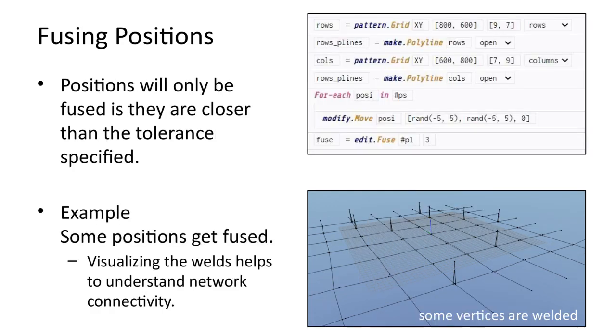However, fusing only works when positions are close together. In this example, another grid of polylines has been generated, but this time the positions have been randomized a bit, so that they no longer align exactly. When the positions are fused, only some of the positions will get replaced. Visualizing connections reveals that proper connections have only been created at some of the intersections.